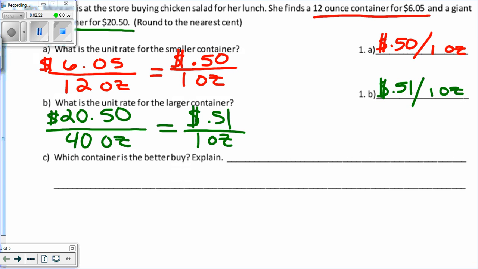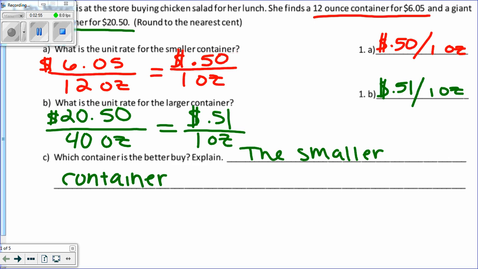So now it says, which container is the better buy? We would say that the small container is the better buy because it's 1 cent less than the larger container per ounce. So that was problem number 1.